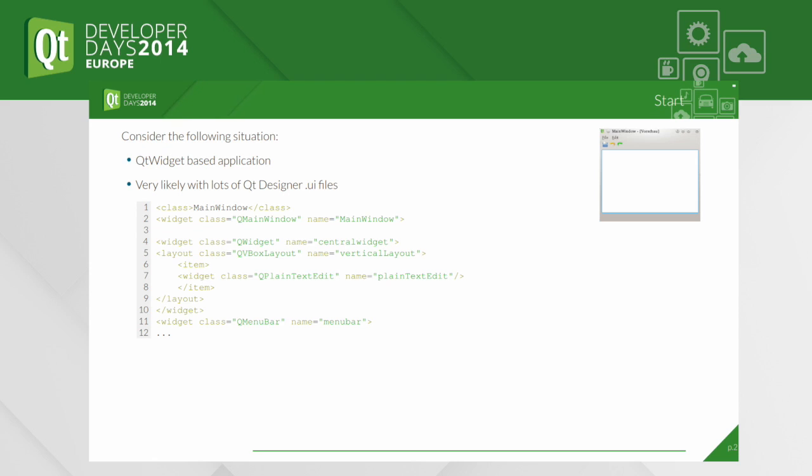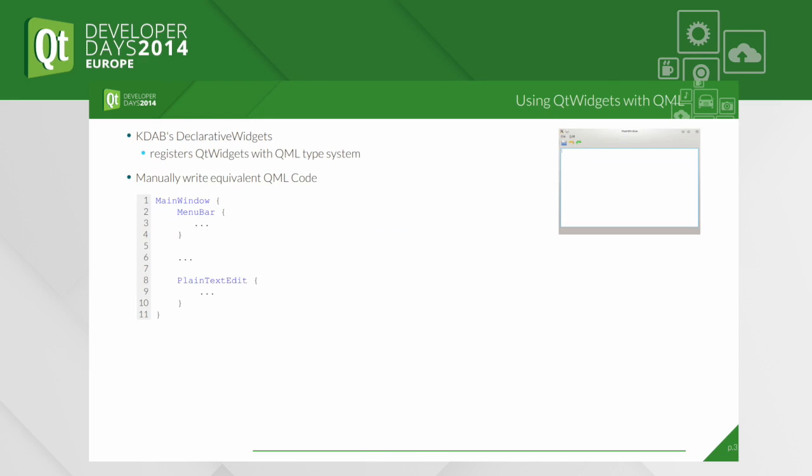It's a very simple XML file and it contains all the information that would be necessary for UIC, the user interface compiler, to generate the C++ code that creates this window. So one of the things I was working on is a project we call Declarative Widgets.